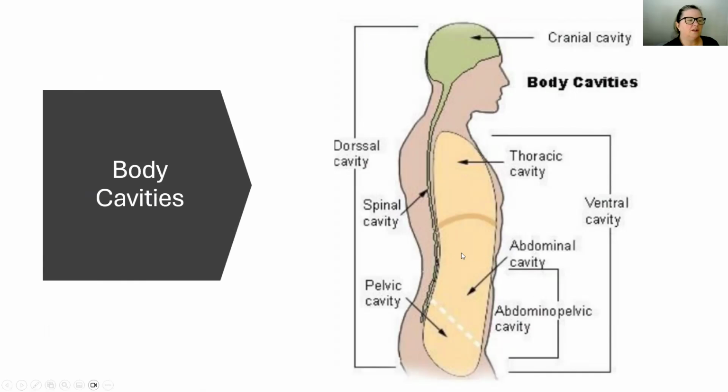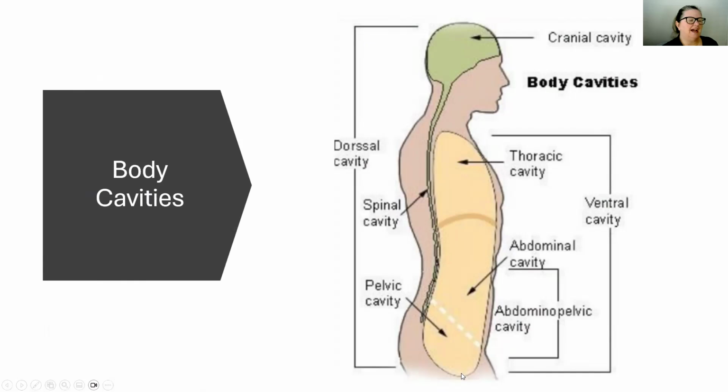We also then lump the abdominal cavity and the pelvic cavity together and call it the abdominopelvic cavity and make that one big area. Yes, this is medicine. It can't be simple. It's just how it is. Okay, so let's go through those again.